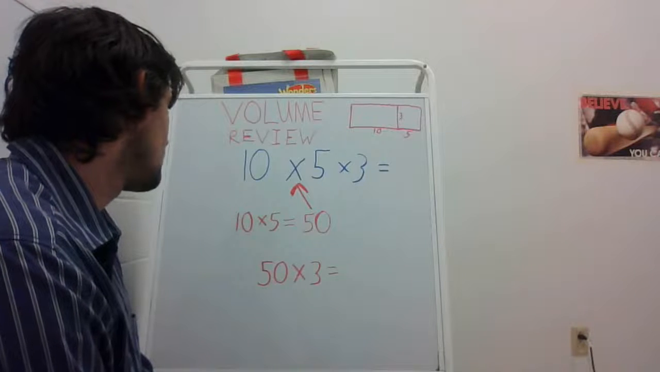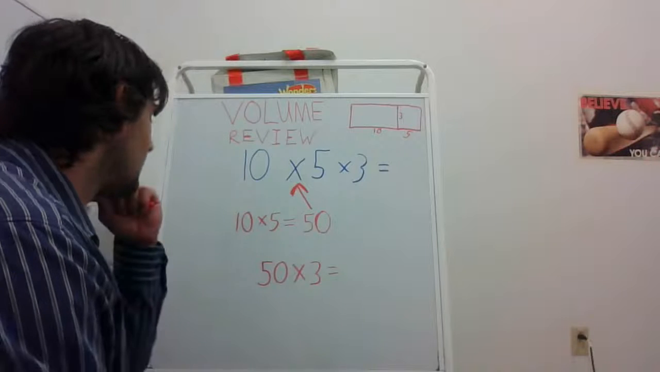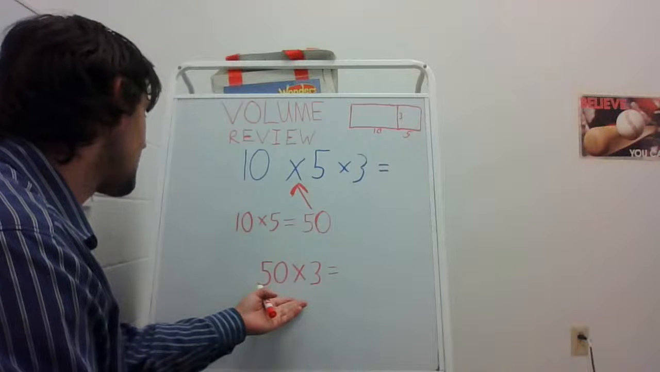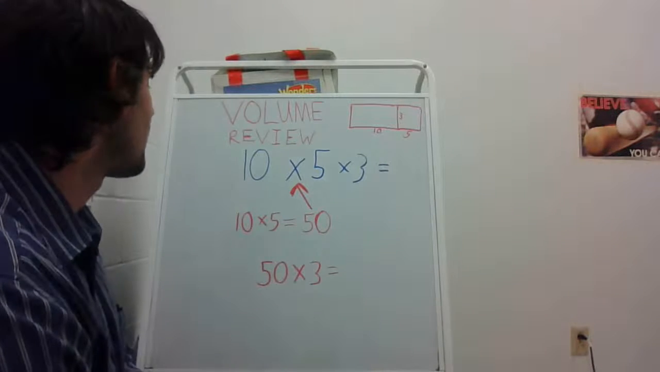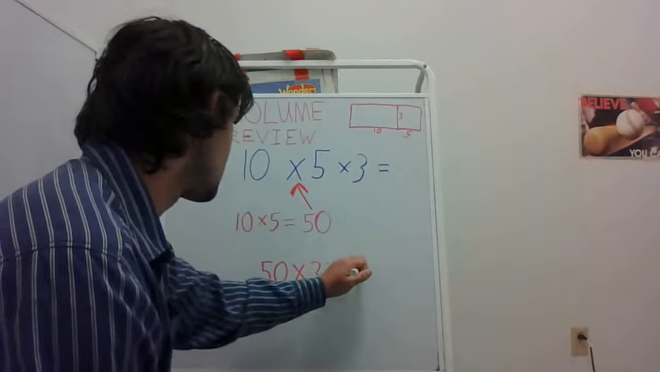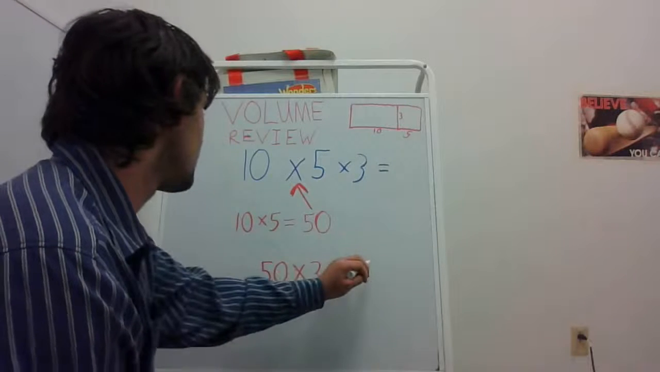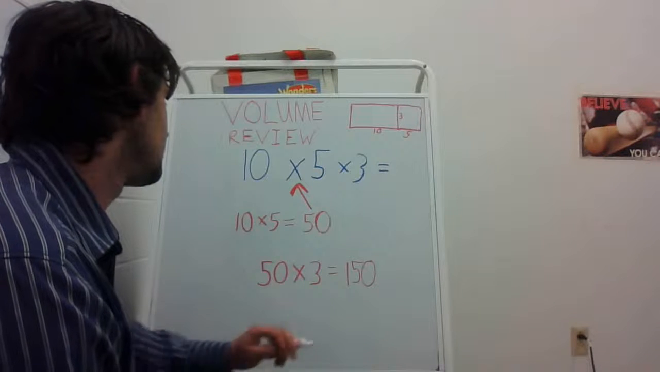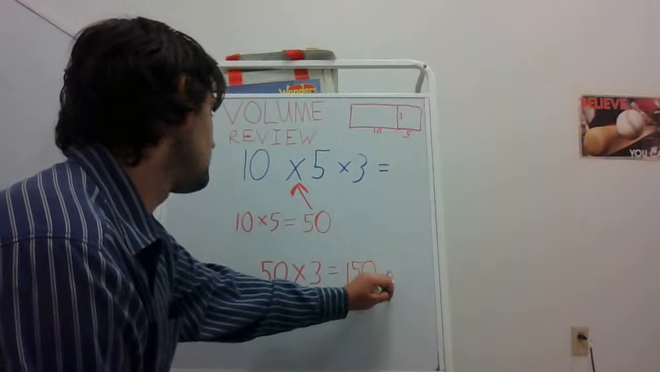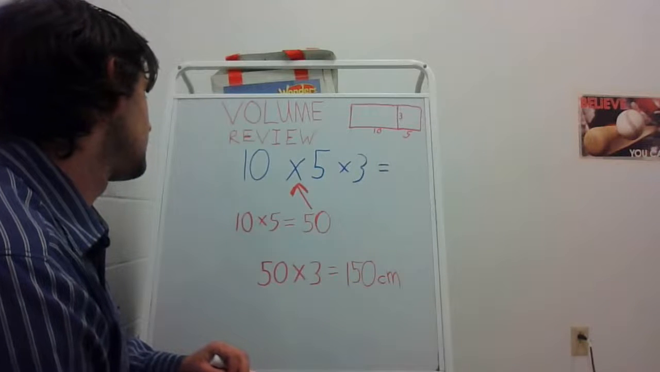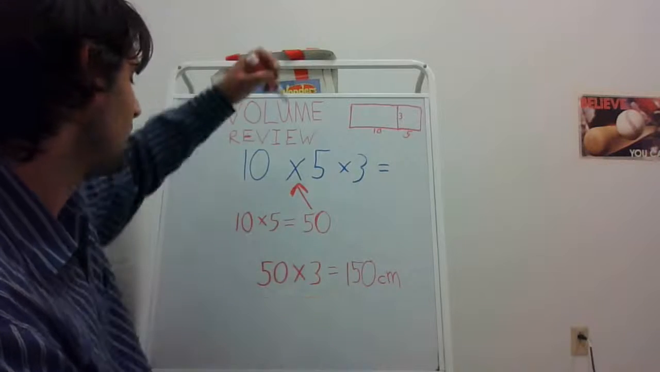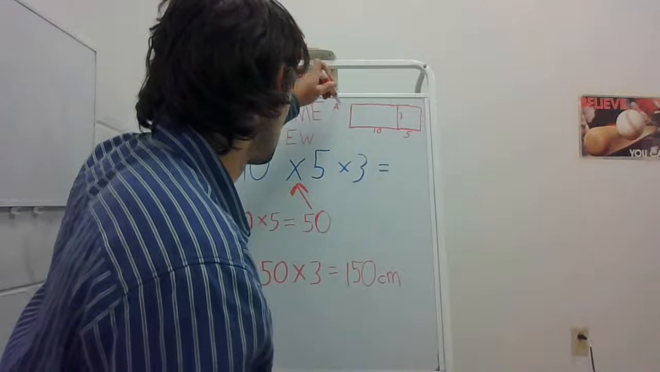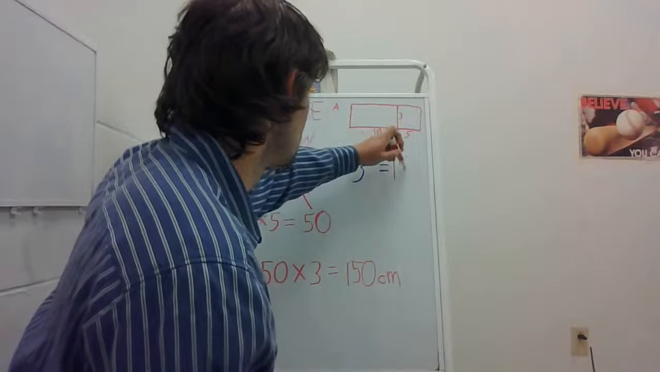So to multiply 50 times 3, it looks challenging, but there's a simple strategy. All you really need to do is multiply 5 times 3 and add a 0 to your answer. So 5 times 3 equals 15. Since we're multiplying 50 times 3, we're going to just add a 0 to our answer. And there we have it. The volume of this shape up here, shape A, we'll call it shape A, is 150 centimeters.